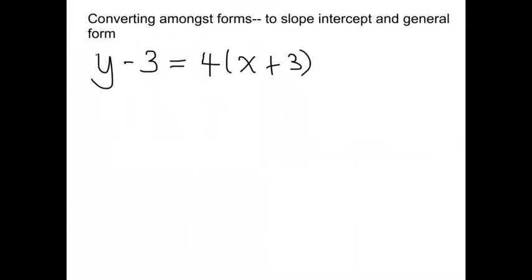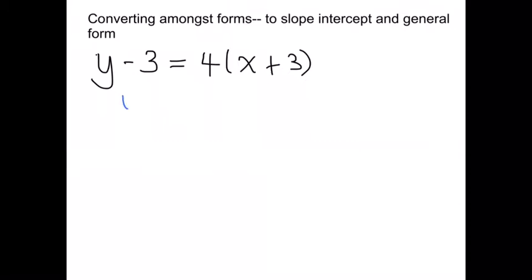All right, let's have a look at the next step in this process, which is converting from slope point form to slope intercept form and/or to general form. You can do this in either order. Let's just see what happens. All right, a couple of ways you could do this. The first way is to tackle this using distribution.